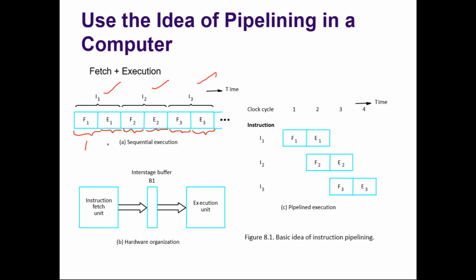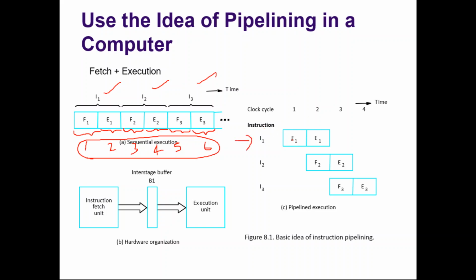So these are the clock cycles: 1, 2, 3, 4, 5, and 6. It means the first instruction is fetched and executed, the second instruction is fetched and executed, the third instruction is fetched and executed. Here we are doing it sequentially. So in total it has taken 6 clock cycles. But if the same thing is pipelined, what will happen?